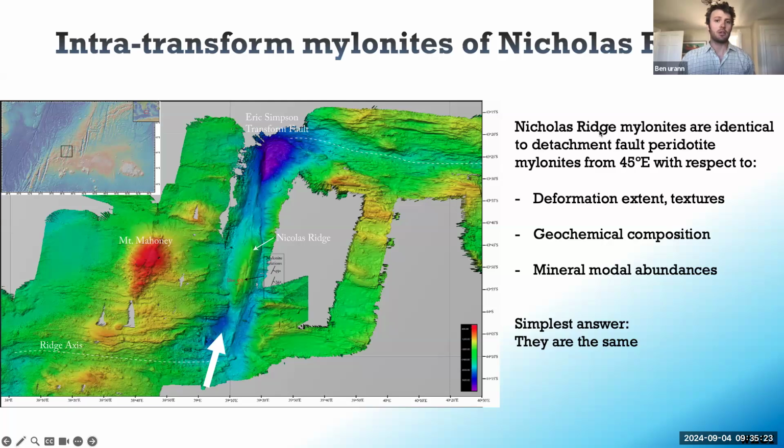And I've pointed out to you that the Nicholas Ridge mylonites are identical to the detachment fault mylonites with respect to deformation extent, textures, geochemical compositions, and mineral modal abundances. The only difference is these have some addition of melt in them from those magmatic amphibole that I showed you earlier. And so the simplest answer for this is that they are the same, in that they both were exhumed along detachment faults, brought up at the inside corner high, and then underwent transpression and uplift to form this intratransform ridge, at which time maybe they had some melt addition occurring.